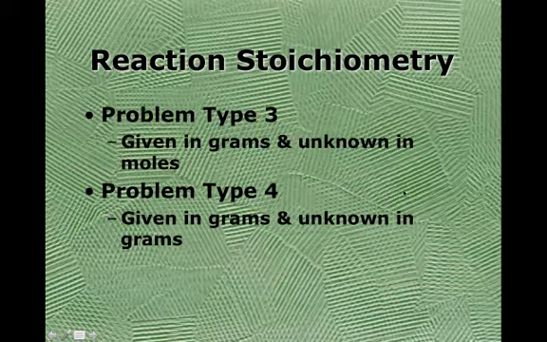Type 3 would be if I have 2 grams of water, how many moles of oxygen would I produce? And then type 4 is if I have 2 grams of water, how many grams of oxygen gas do I produce? So you're going from grams to grams. But really, whenever we do these kind of problems, we're using just 2 ratios. We're going to use our molar mass ratio and a mole to mole ratio.